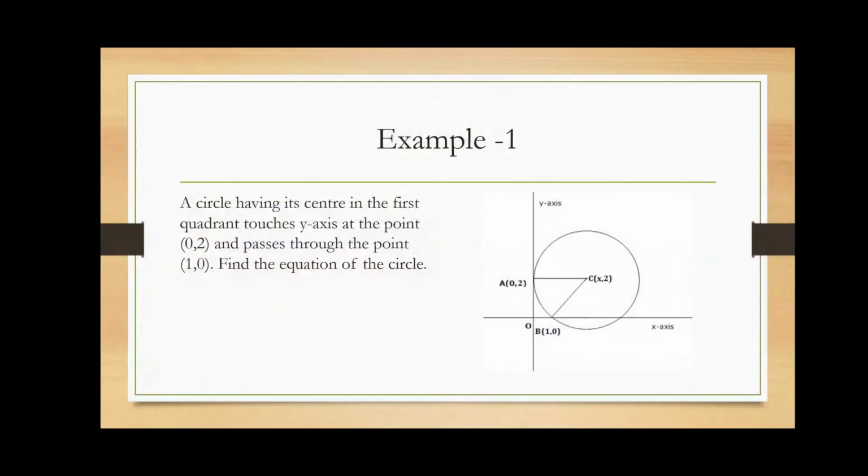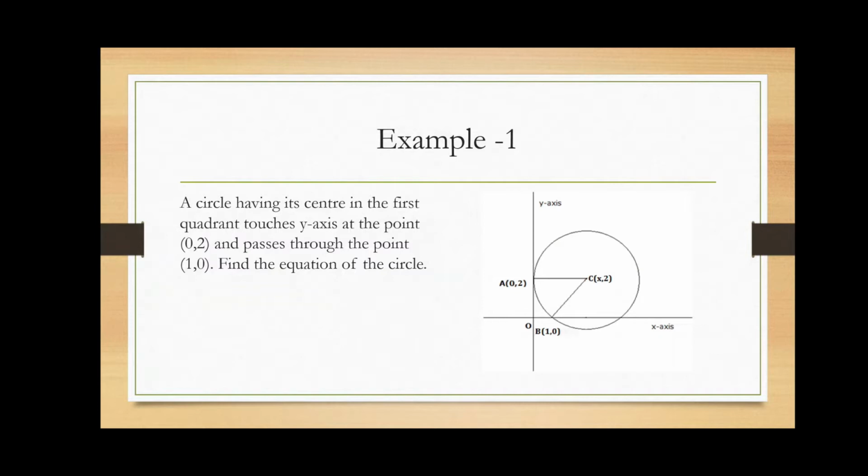So this is exactly the figure. It is touching at the point A on the y-axis, (0, 2). So obviously if it is touching the y-axis at (0, 2), the center has to be on the line y equals 2. Therefore the center will be some (x, 2). We don't know what x is. We have to find out, and that is basically the question. And also it is told that it passes through the point (1, 0). So this is what the question has given.